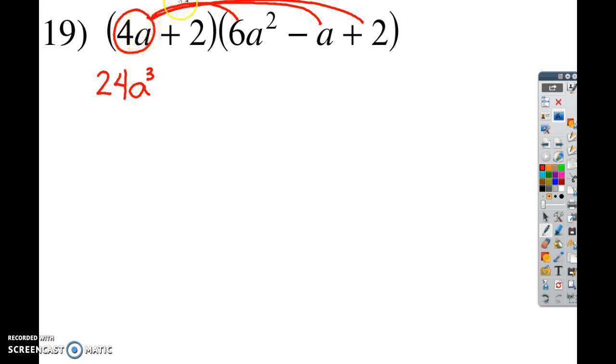4a times negative 1a. What does it give you? Negative 4, because 4 times negative 1 is negative 4, a squared. And then 4a times positive 2 is a positive 8a. So we're done with the first term. And now let's box the second term, because I have to distribute this one 3 times to the same numbers that I did the first term.